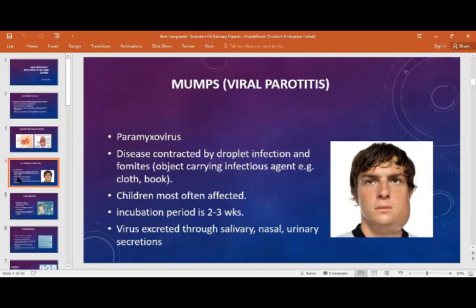The effect of this disease is basically bilateral tender swelling, and most of the time it is a self-limiting disease. An important thing is that this disease occurs most of the time in school-going children, as well as those people who are working in a very closed environment, because it is contracted by droplet infection and objects, all the different carrying agents like cloth and books. That's why it is called a contagious disease.